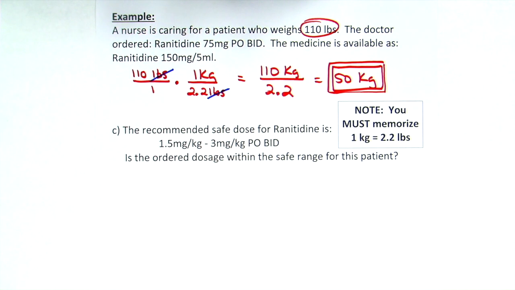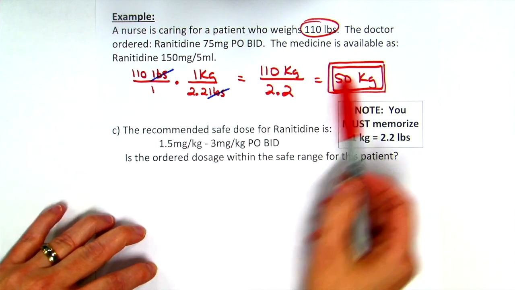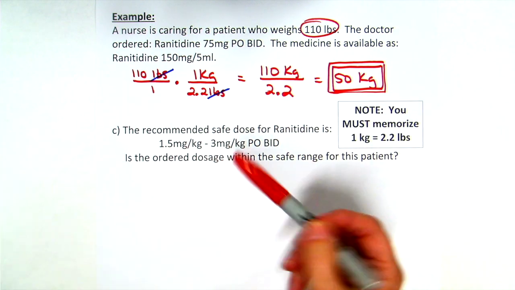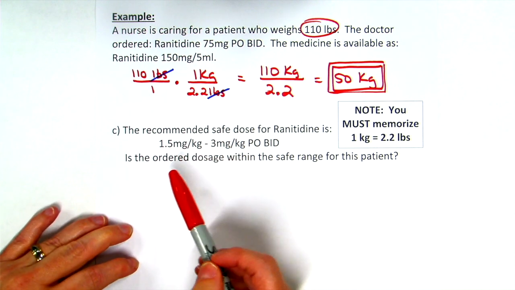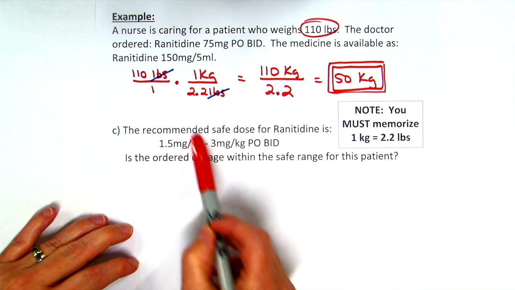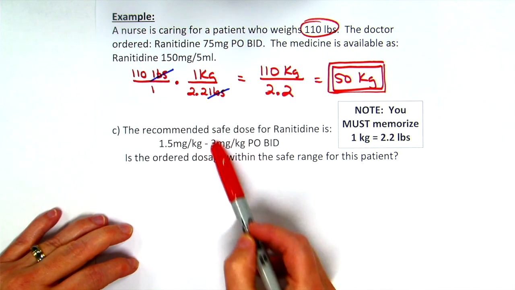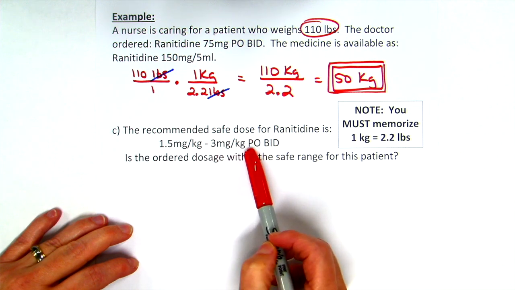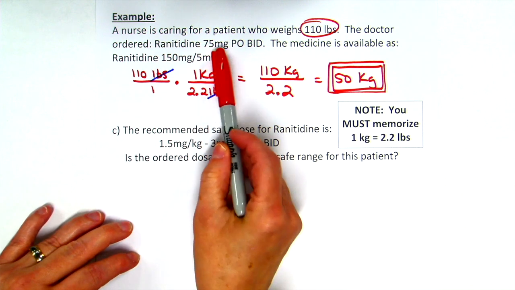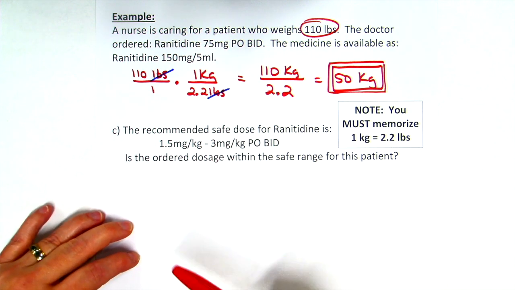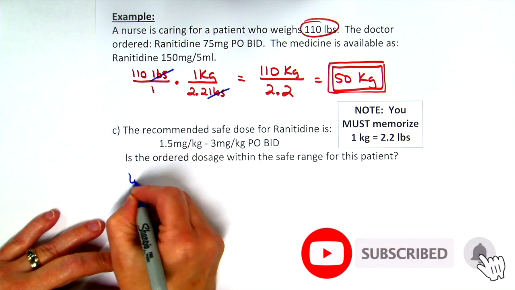Now, what we have got to do is see if this is going to fall in here. I'm just going to do two conversions here, 2 different unit analyses. I'm going to do a unit analysis on the lower end of the range, and I'm going to do a unit analysis on the higher end of the range, and then see if the prescribed dose, which was the 75 milligrams, falls in that range. So let's do our lower range first.